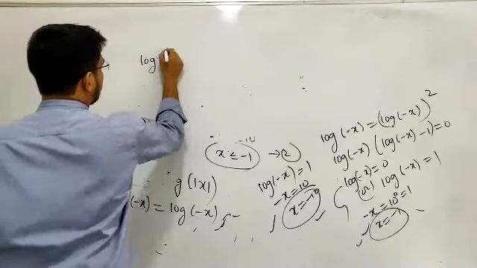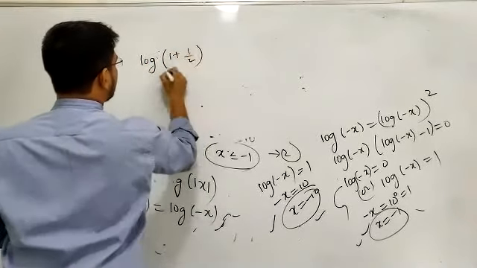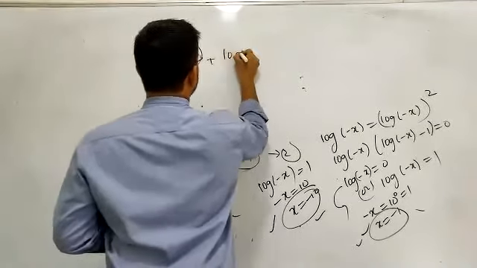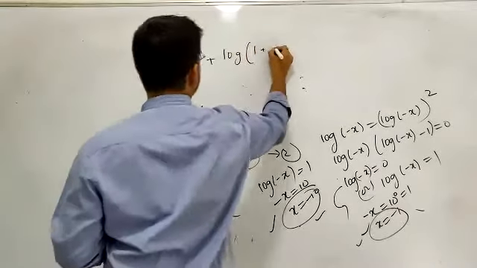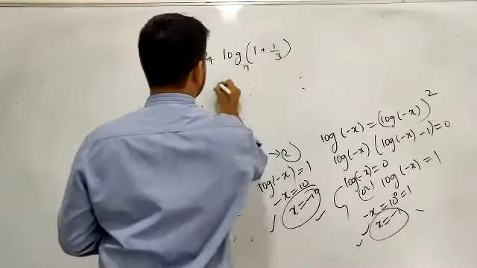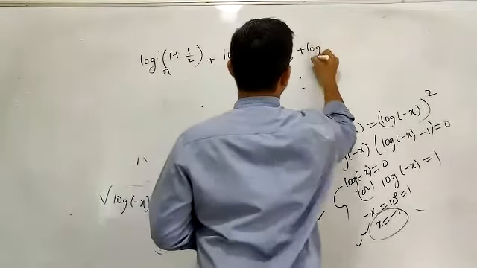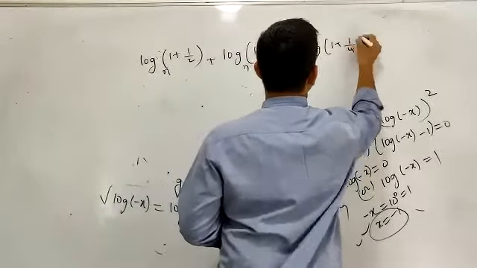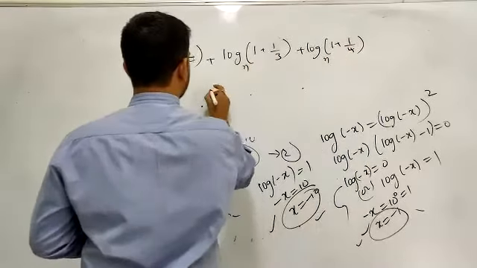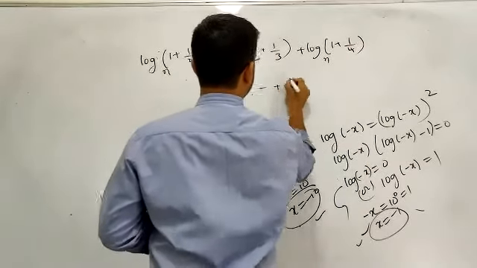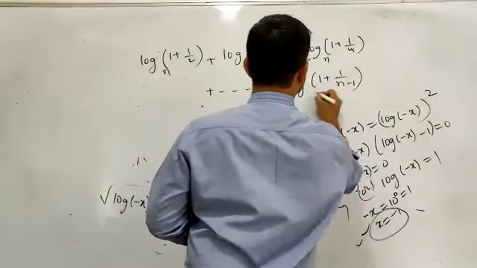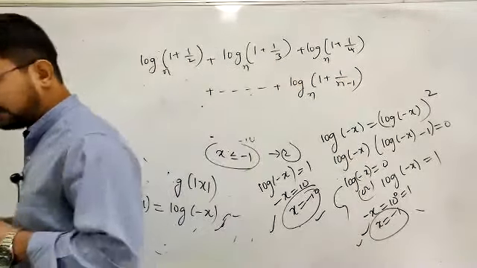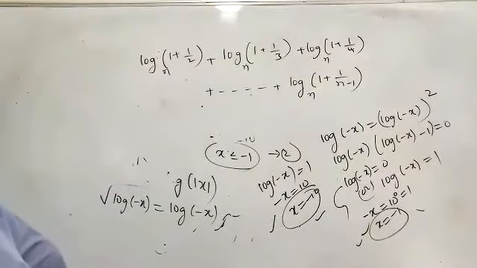Log of 1 plus 1 by 2 to the base n plus log of 1 plus 1 by 3 to the base n plus log of 1 plus 1 by 4 to the base n plus, and so on, up to log of 1 plus 1 by n minus 1 to the base n. Find the value of that. The problem is very simple. Please try to find the value of that.